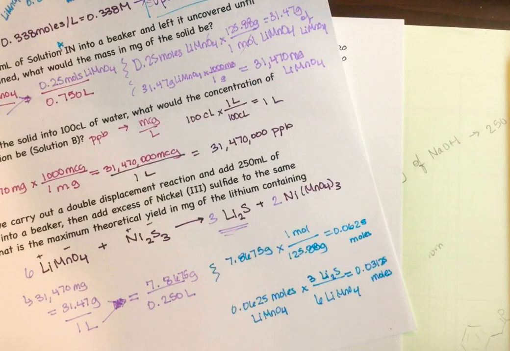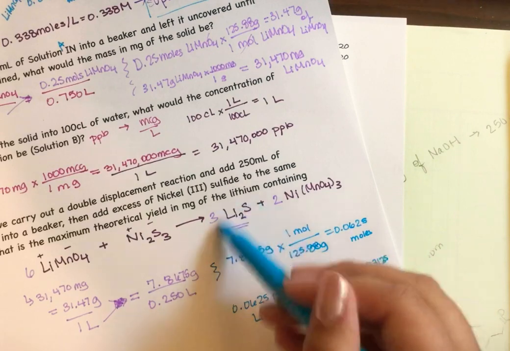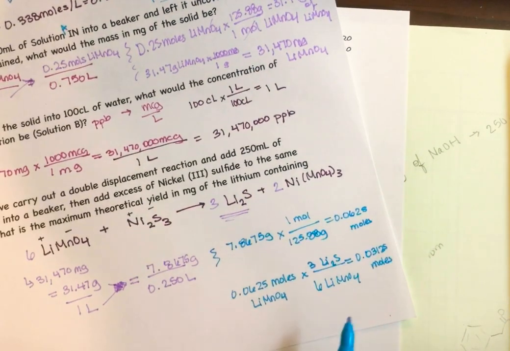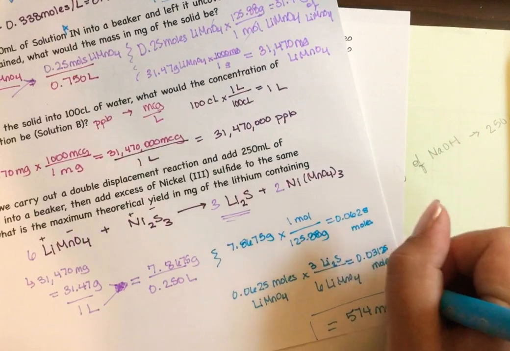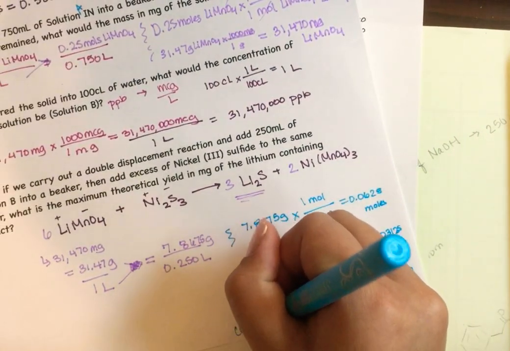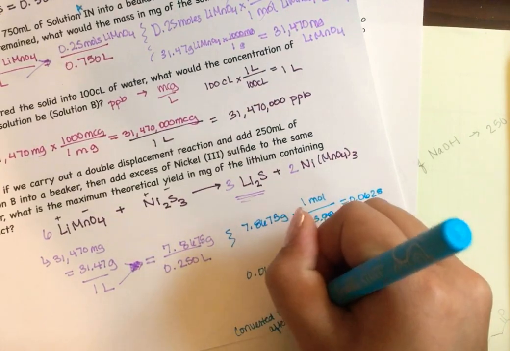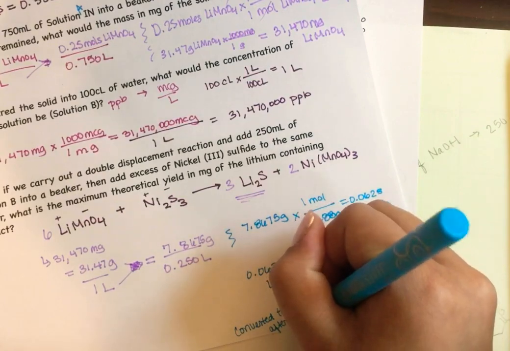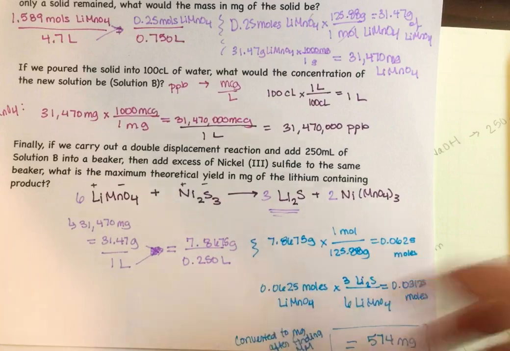Now to convert this into milligrams, we need to find the molar mass of lithium sulfide. I'm going to let you do that and then convert it, but I want to let you know that the answer is 574 milligrams, so you can check your answer with that. This is converted to milligrams after finding the molar mass, and then solving it out. So that's the end of this page.